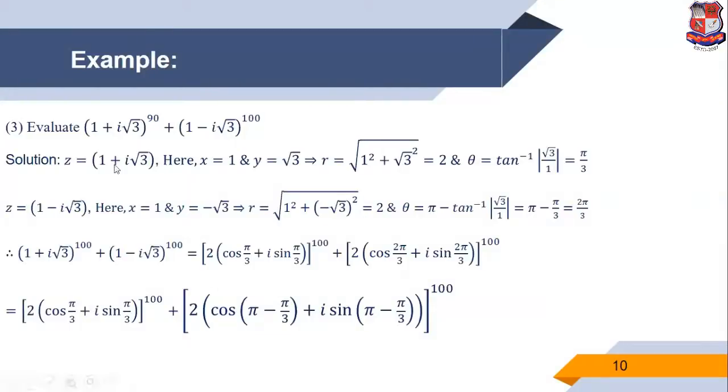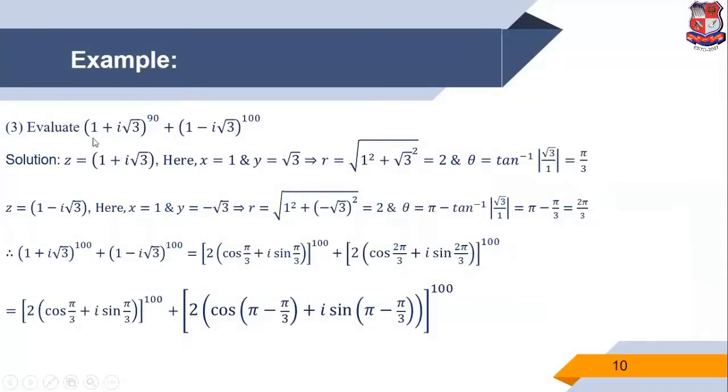First we take this complex number 1 plus i root 3. The procedure is similar. x is 1, y is root 3. So r is 2 and theta is pi by 3. Now we consider z as 1 minus i root 3. So here x is 1, y is minus root 3. So r is similarly 2 and theta is 2 pi by 3.